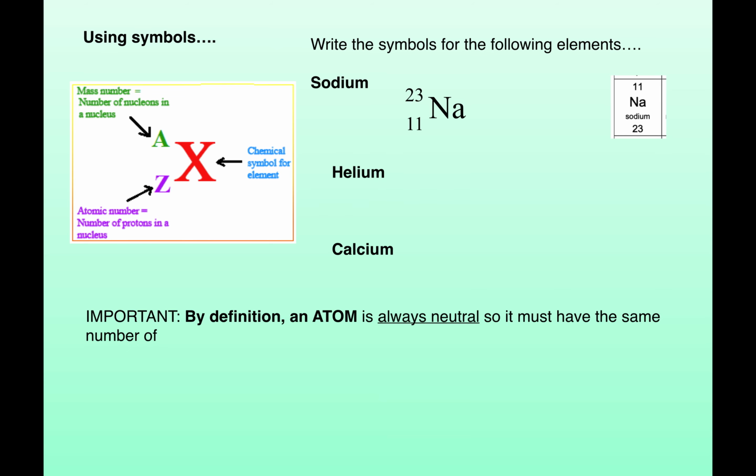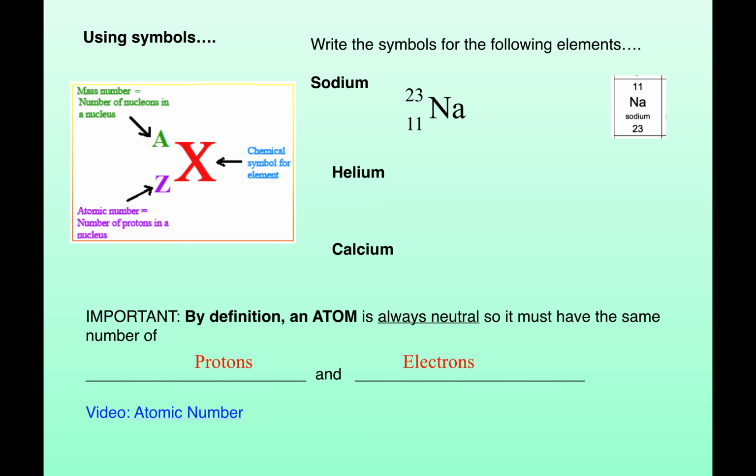By definition, an atom is neutral. And if something's neutral, it must have the same number of positive and negative charges. So it must have the same number of protons and electrons. It's worth watching the video on atomic number just to consolidate some of the new information that you've been given. Okay, have a read of the pages indicated and do the questions.